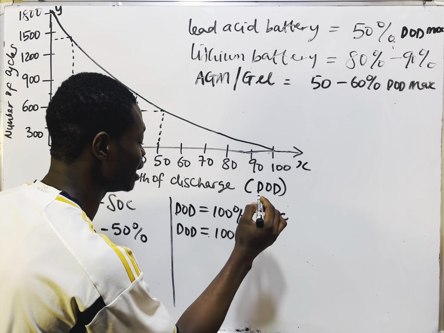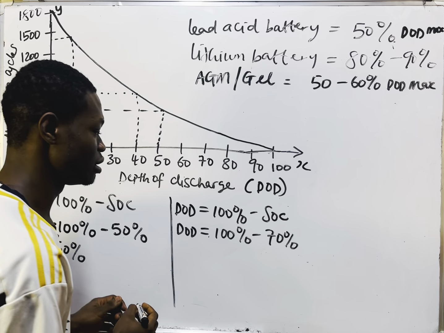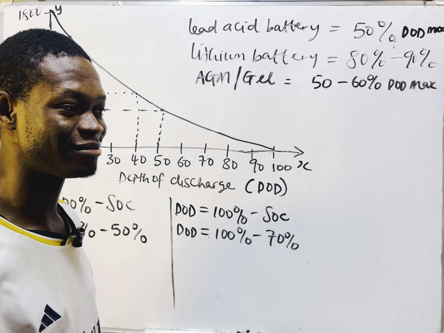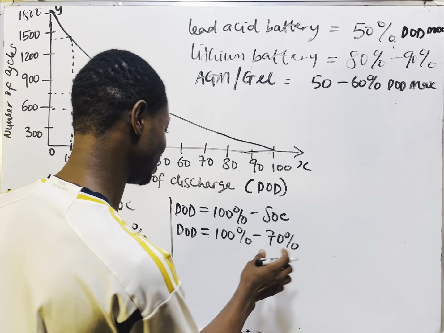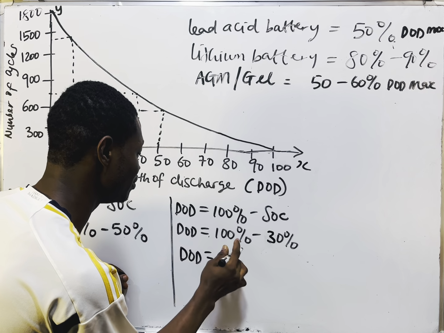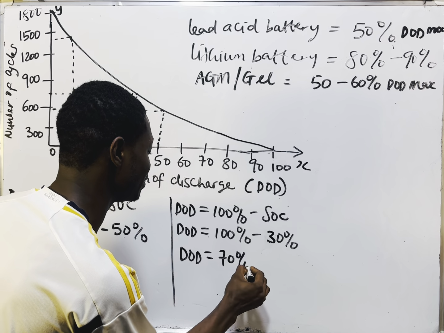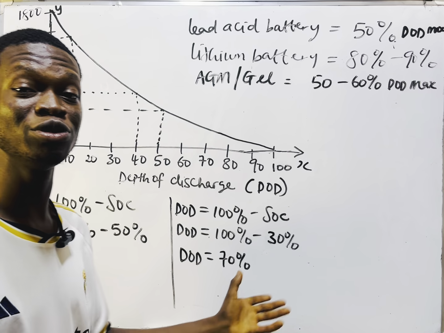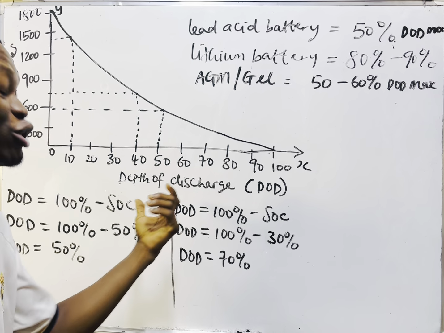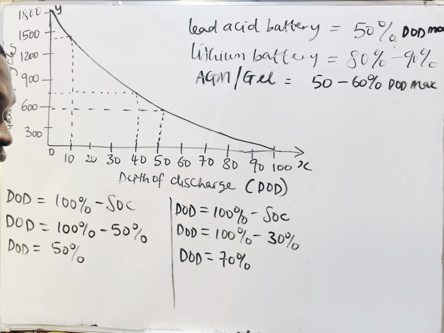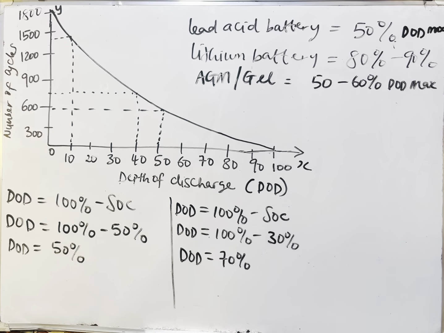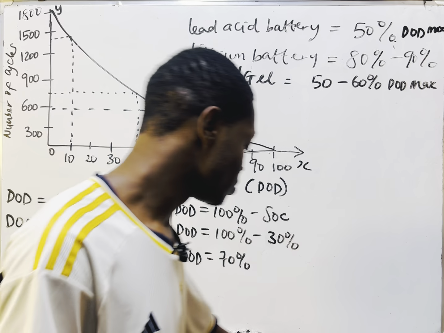100% minus 70%. What did I even say? Is our SOC 30 or 70? I think what I said was 30%. So DOD will now be 100 minus 30, 70%. So it means that your battery is consuming 70% energy from your battery. So how much energy is left? We are having 30% left untouched. That means you are consuming 70%, which is pretty high.